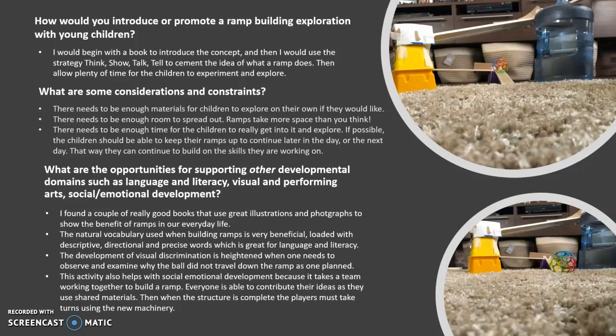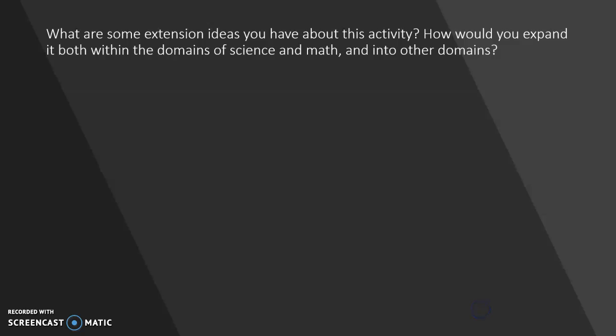The development of visual discrimination is heightened when one needs to observe and examine why the ball did not travel down the ramp as one planned. This activity also helps with social and emotional development because it takes a team working together to build a ramp. Everyone is able to contribute their ideas as they share materials. And when the structure is complete, the players must take turns using the new machinery.